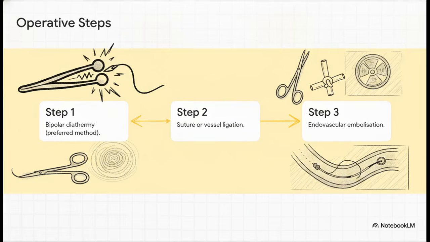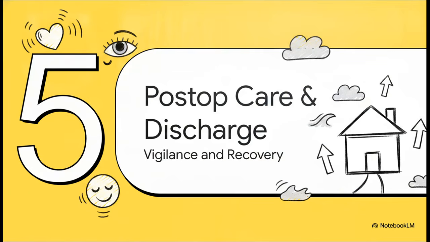Once you've got the patient safely in theater, the surgical hierarchy proceeds in a specific order. Bipolar diathermy is your preferred, most common method for achieving hemostasis. If that doesn't do the trick, you move to alternatives like suture or vessel ligation. And finally, for the most stubborn, refractory bleeds where surgical control completely fails, you've got to escalate to endovascular embolization by interventional radiology.